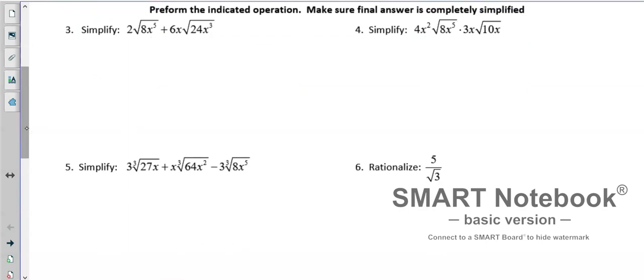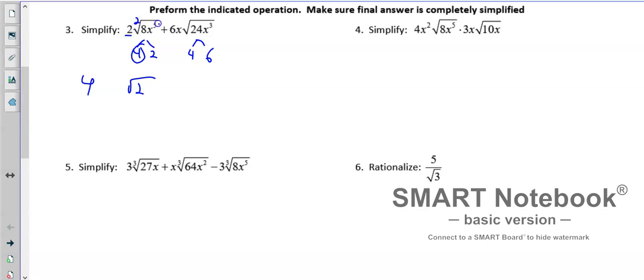We're going to add here on number 3, but there's nothing to add yet. These need to be simplified. So we're going to do what we just did in 1 and 2. This is 4 times 2. And this one's going to be 4 times 6. Okay? Remember, there's a 2 out here. So the square root of 4 is 2. Times that 2 is 4. The 2 is stuck inside.